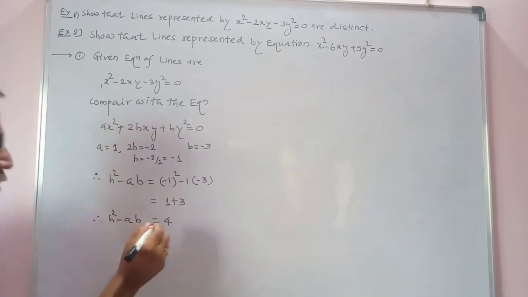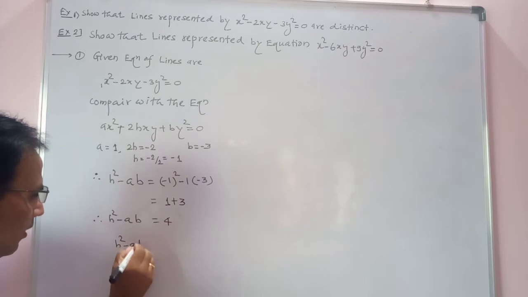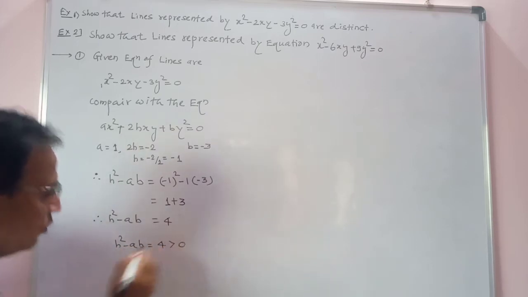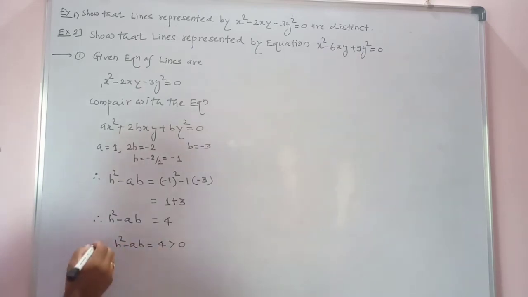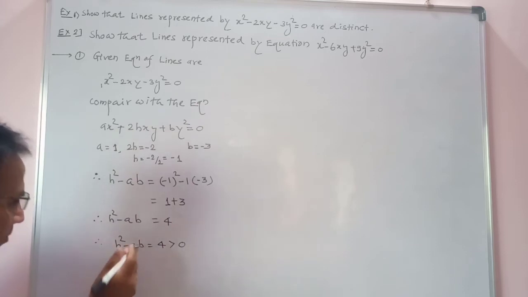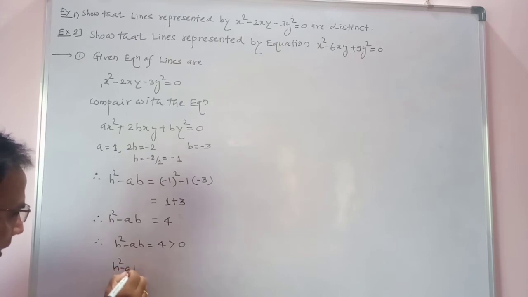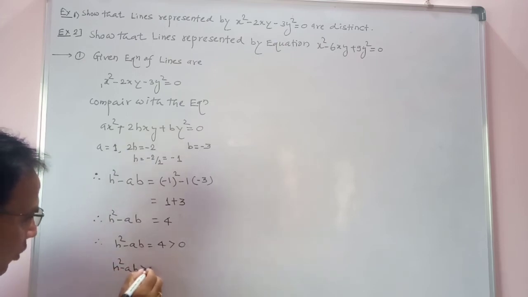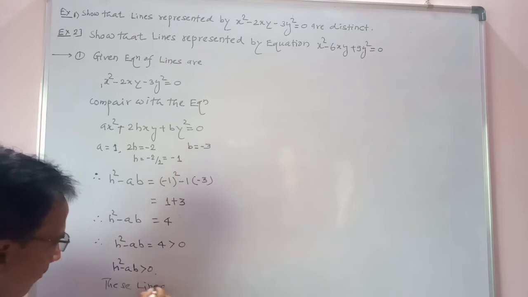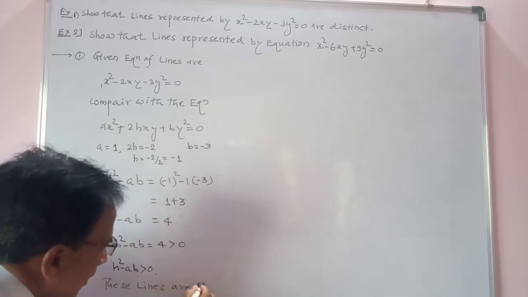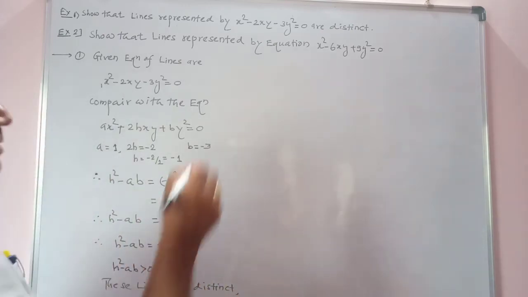4 is greater than 0. The value of 4 is positive. Therefore, h square minus ab is greater than 0, and these lines are distinct. The first condition is verified. We see the second example.